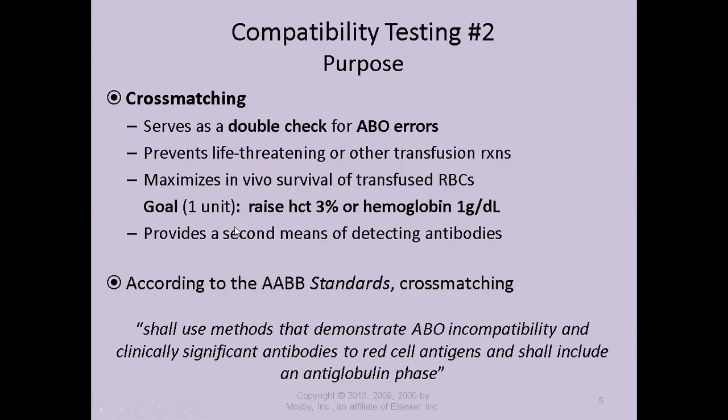And so cross-matching provides a second means of detecting antibodies, in addition to the antibody screen. And we'll look at some situations a little bit later where sometimes the antibody screen might be negative, but the cross-match can be positive. Okay? So according to the American Association of Blood Banks Standards, cross-matching, quote, shall use methods that demonstrate ABO incompatibility and clinically significant antibodies to red cell antigens and shall include an antiglobulin phase.